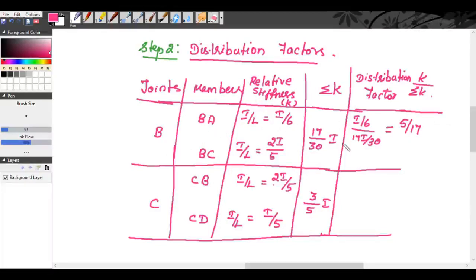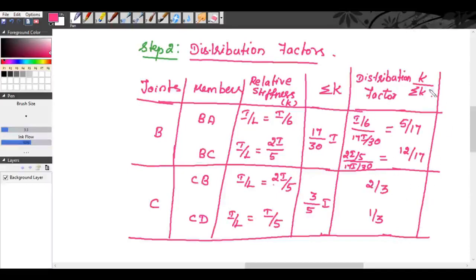Similarly, for BC, the distribution factor is 2I by 5 divided by 17I by 30. We get the distribution factor as 12 by 17. For CB, the distribution factor is 2I by 5 divided by 3I by 5. We get 2 by 3. For CD, I by 5 divided by 3I by 5. We get 1 by 3. So this is our distribution factor.